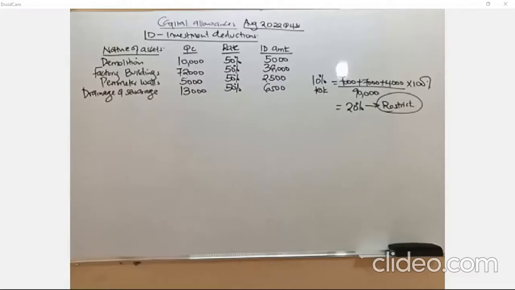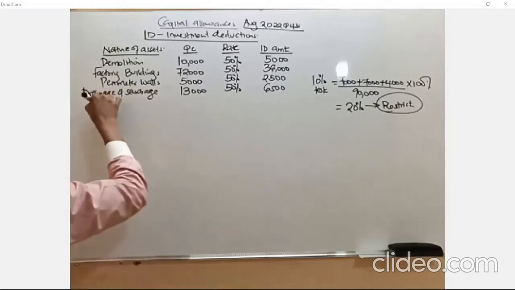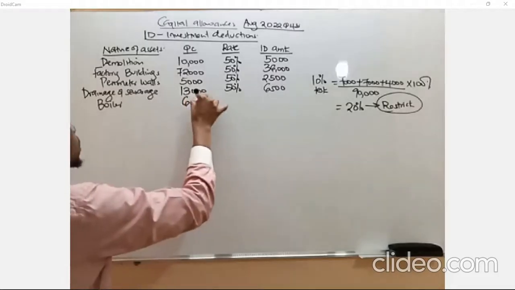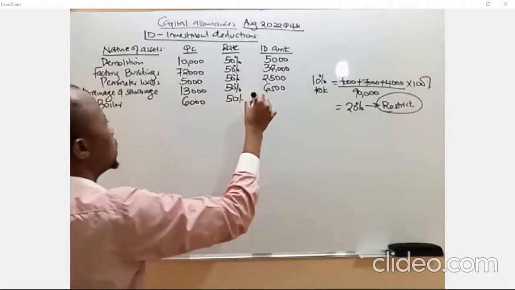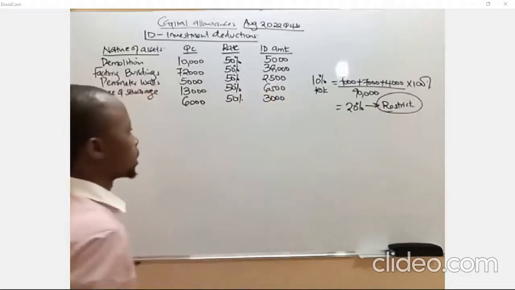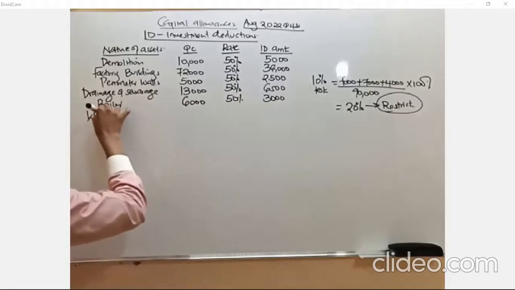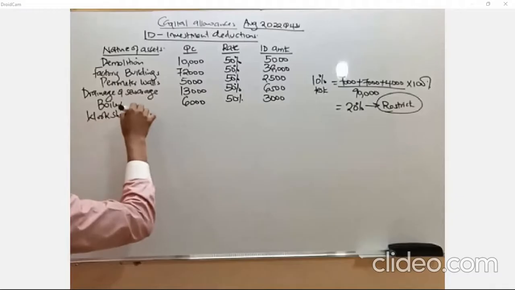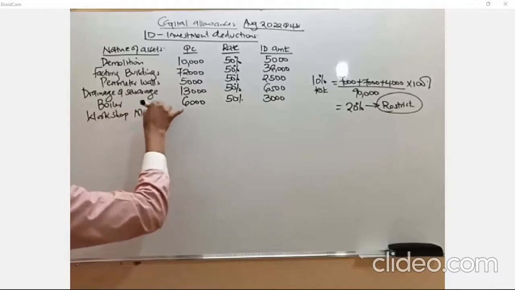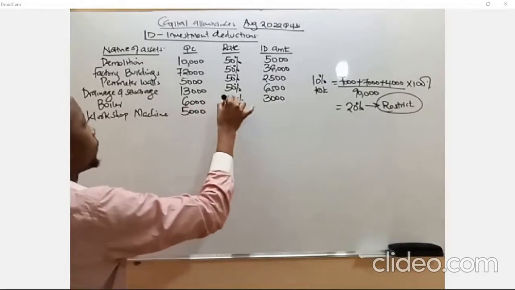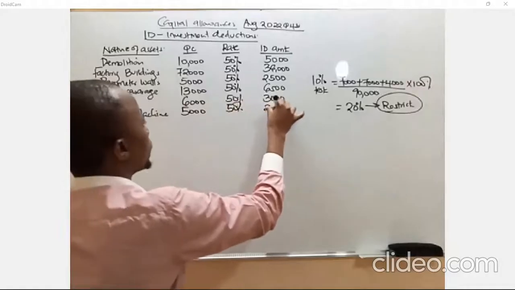If you want to get more marks, you can just come and put the boiler separately. The boiler itself, we have been told it is costing how much? 6,000. 50% translates to 3,000. We are being told there is also the workshop machine. Let me just put it here, because in other questions it might be on its own. The workshop machine qualifying cost is 5,000, 50%, translating to 2,500.